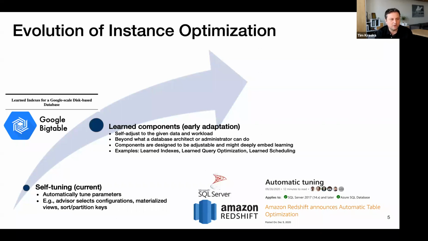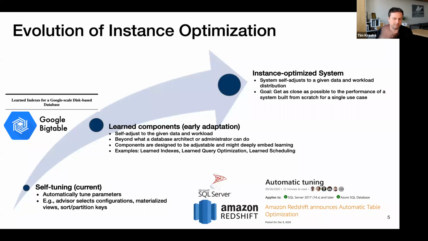And there's some earlier adoption of these techniques. For example, there's a very recent integration of learned index structures into Google Bigtable. However, what we are really after is what we call instance-optimized systems. And that is to be able to completely self-adjust an entire system, not just a single component of a database, for a given workload and data distribution.